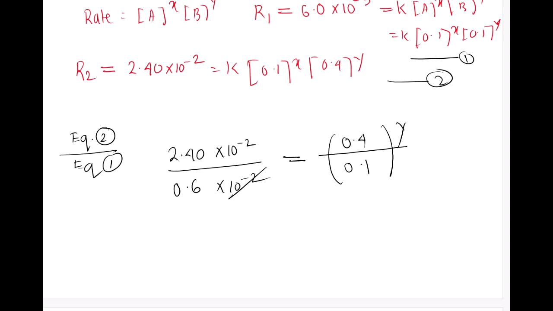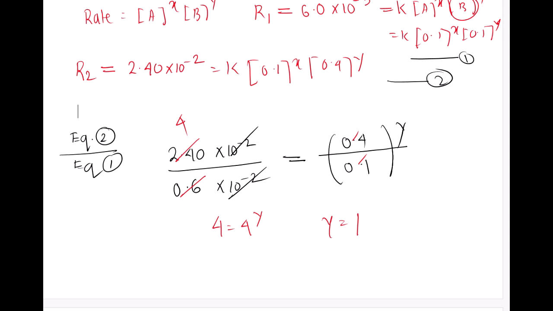As we know, 10 to the power minus 2 cancels out. Then we have 0.6 and 2.40, so dividing gives 4. Here also 4 equals 4 to the power Y. So Y equals 1. So the order of the reaction with respect to B is Y, which is 1.